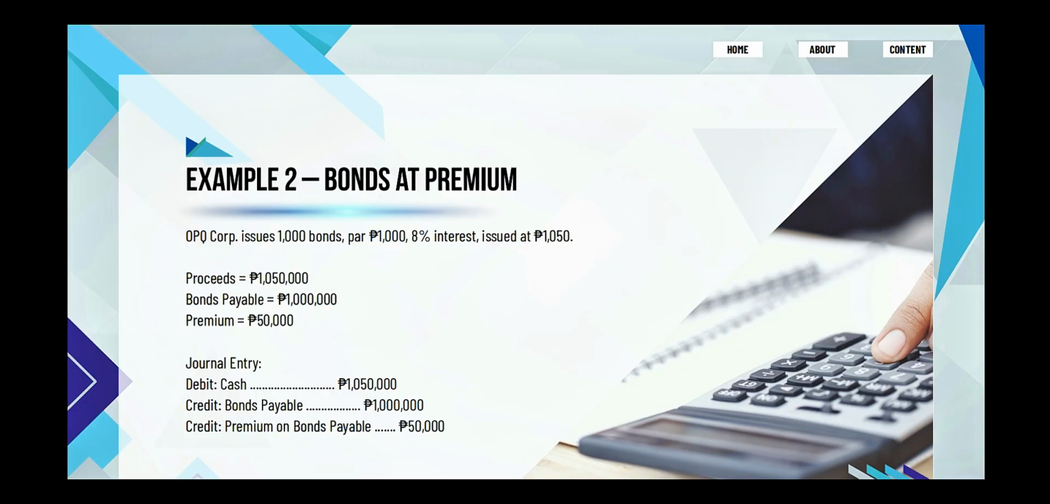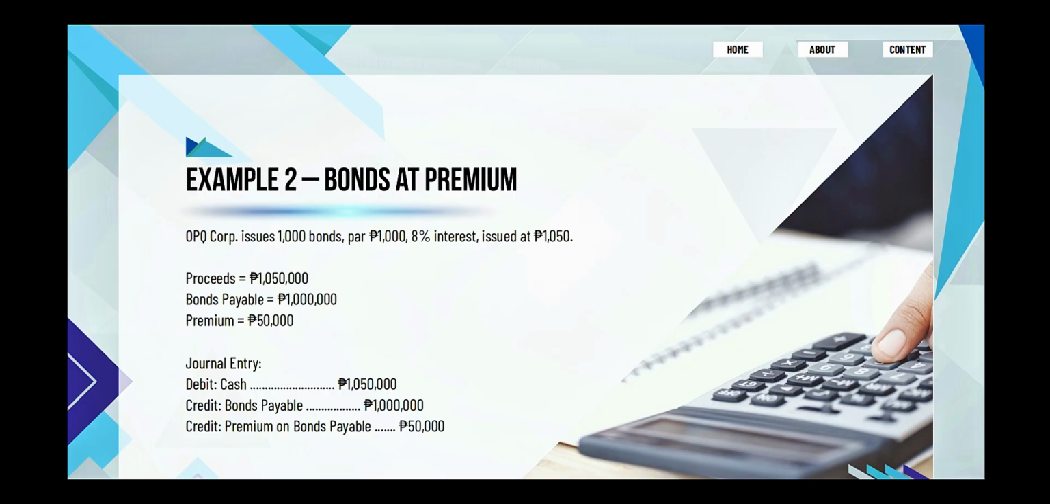Now let's read the problem. OPQ Corporation issues 1,000 bonds with a par value of 1,000 peso with 8% interest rate and issued at 1,050 pesos. So take note again, the selling price ng bond ay mas mataas kaysa sa face value niya.